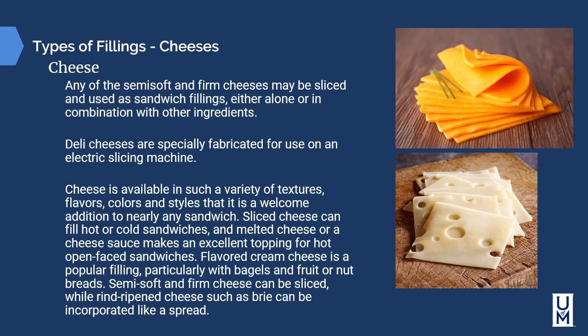any sandwich. Sliced cheese can fill hot or cold sandwiches, and melted cheese or cheese sauce make an excellent topping for hot open-faced sandwiches. Flavored cream cheese is a popular filling, particularly with bagels and fruit or nut spreads. Semi-soft and firm cheeses can be sliced, while rind-ripened cheeses such as brie can be incorporated like a spread.